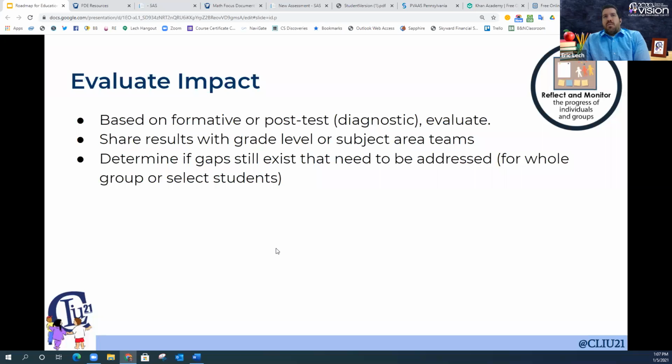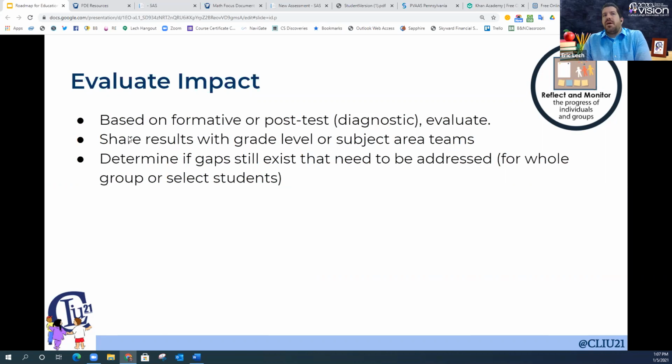From there, we want to make sure we evaluate the impact. So you've created that pretest. Maybe you want to duplicate that pretest and let students retry it as a post-test to see if they've shown growth. That would be a great quick way to determine if the instructional plan you created worked.